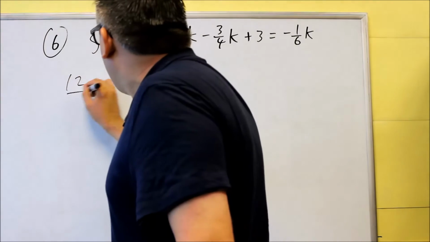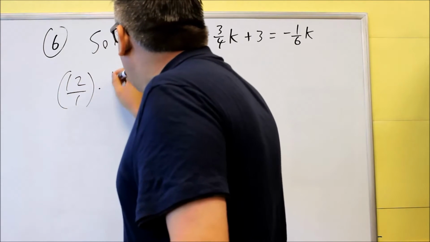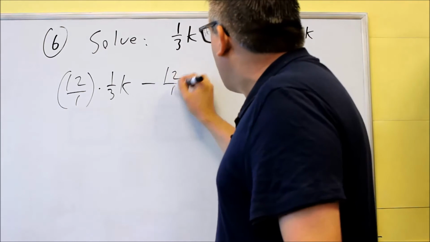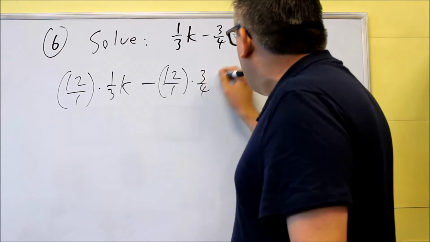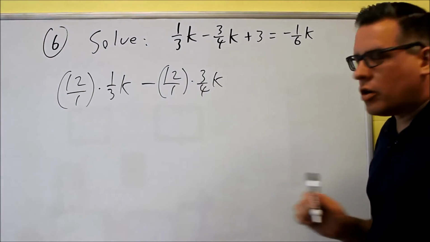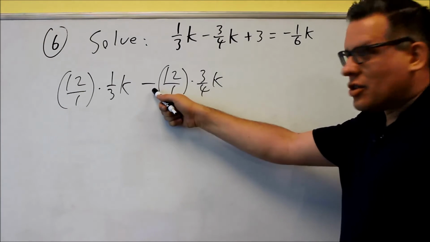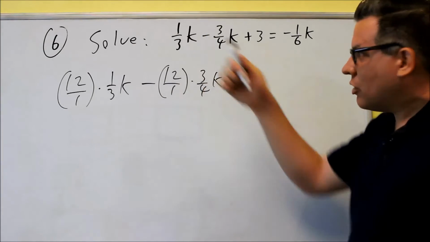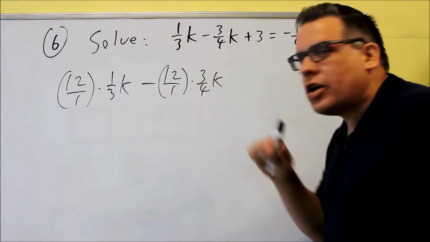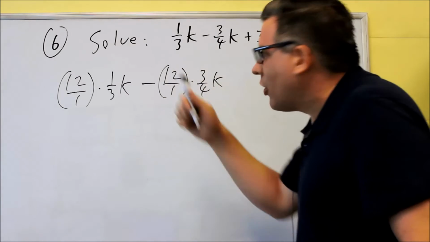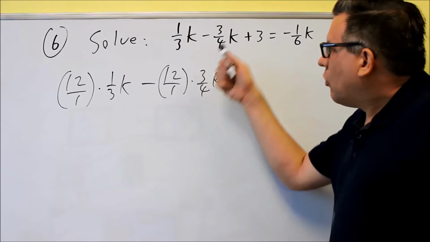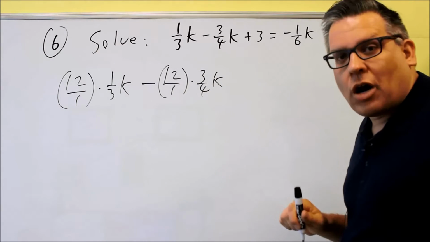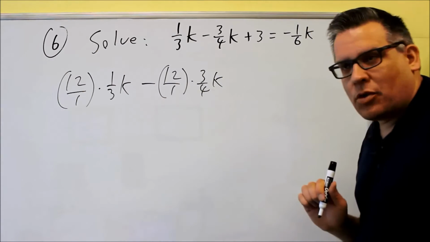So I have 12 over 1 times 1/3 k. I have a minus, so I'm going to put 12 over 1 here, and I have 3/4 k. Notice that I just put the minus sign outside the whole thing. I won't have a minus here and a minus there, because then it's changing what the original problem was. I want one negative in there. I'm putting it in front of the 12 because originally I had it in front of the 3/4, so putting a 12 over 1 in there is not changing the problem. So be careful on that step.